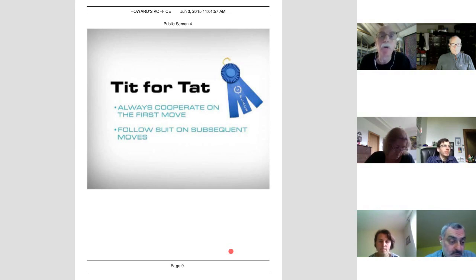And if you both cooperate all the way along, you both get the most money and you will win the game. If your opponent defects on the first move, you defect on the second move. And if they switch back to cooperation, you switch back to cooperation.